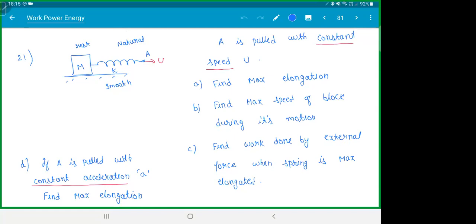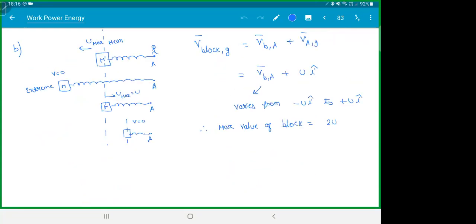Try. Should I show any page? Please let me know. You want to see this page or this page?